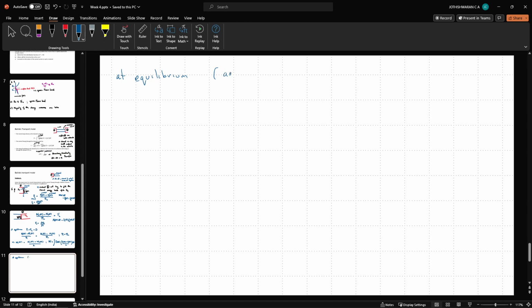Here we are assuming, of course, we will find out that the expression holds regardless of assumptions. But right now we are assuming EF1 is greater than EF2. We are just making this assumption to make things smoother.